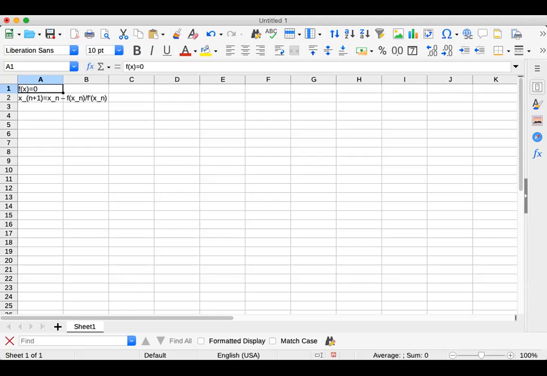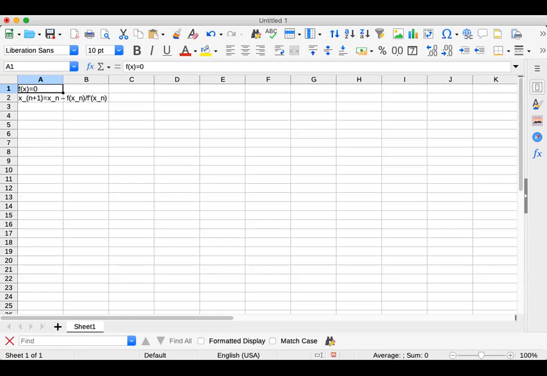In this little video, I'm going to show you how to use a spreadsheet, either Calc from LibreOffice or Microsoft Excel or Google Sheets, to solve an equation f of x equal to 0 by the successive approximations given by Newton's method, which is normally taught in Calculus 1.